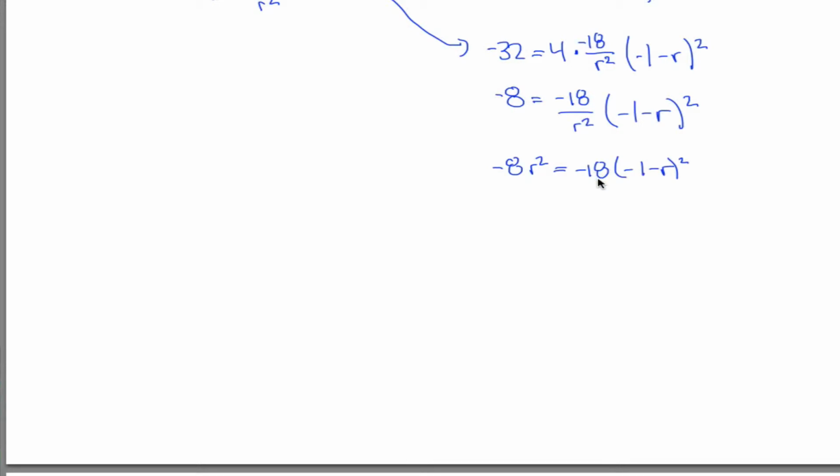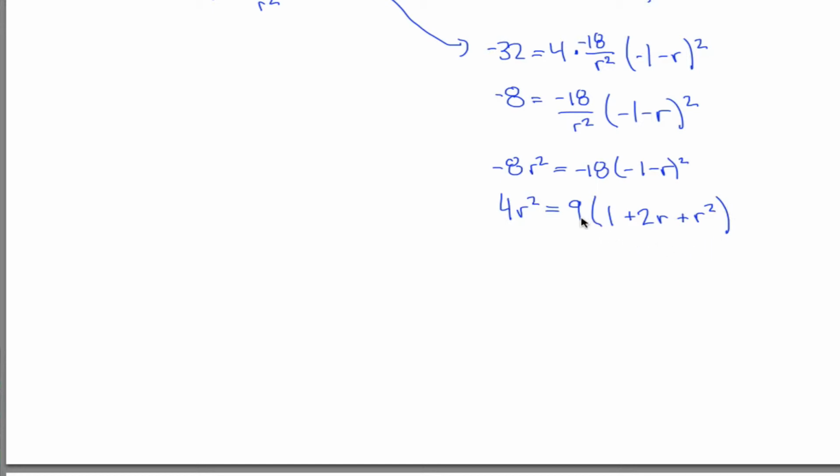Okay, I'd like to make the numbers a little bit smaller, so what I'm going to do is divide both sides by negative 2 and get that 4r squared is equal to 9 times this thing. Negative 1 minus r squared, if I expand that all out, FOIL, negative 1 times negative 1 is positive 1, negative 1 times negative r is positive r, but I do that twice, so I get 2r. And negative r squared is negative r times negative r, which is positive r squared.